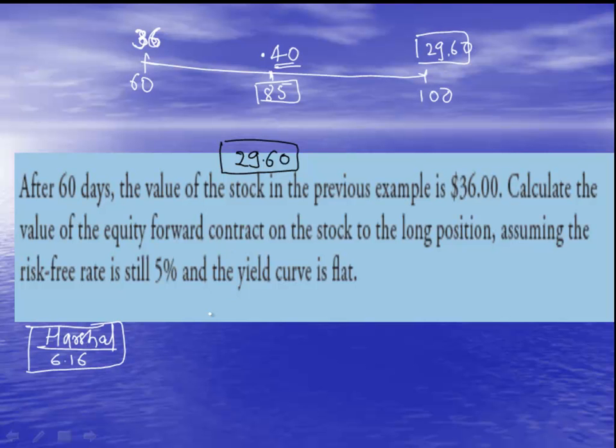In case you're not getting the answer, 36 minus present value of 0.40 for 15 days minus present value of 29.60 for 40 days. Sorry, 25 days. 25 days.